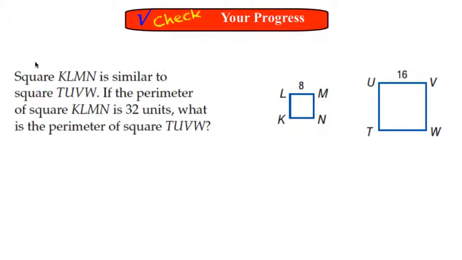Here's one for you to try on your own. It says square KLMN is similar to square TUVW. They give you the perimeter of the first square, and they want you to find the perimeter of the second square. Go ahead and pause the video and work on that, and we'll go through it when you get back.